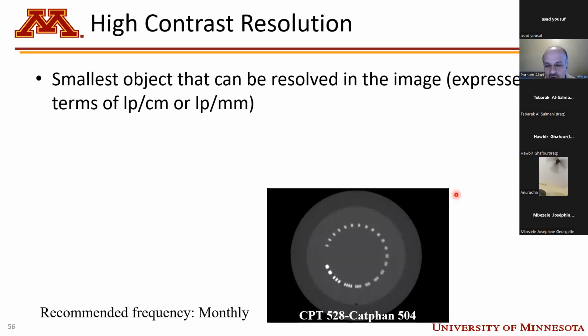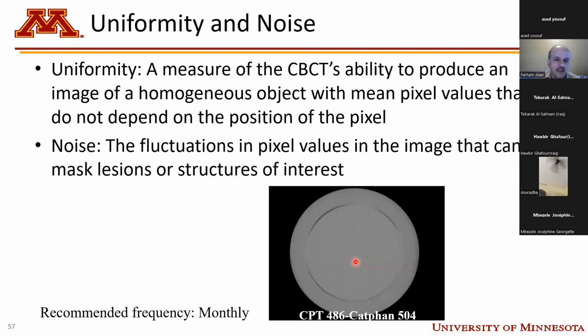High contrast resolution is line pairs per millimeter, or line pairs per centimeter. Again, this is very obvious, and you can see it here. If any of you have done a diagnostic imaging QA, you're more familiar with this than us therapy guys.